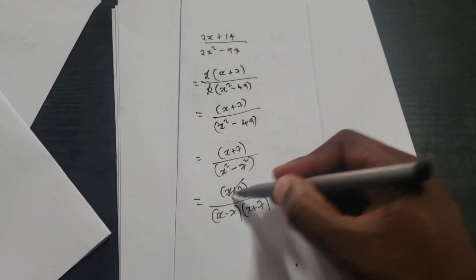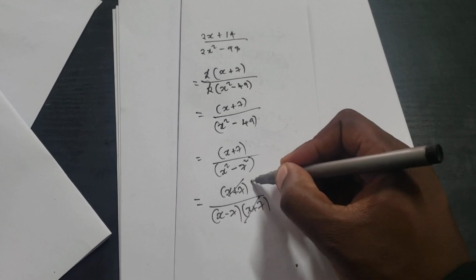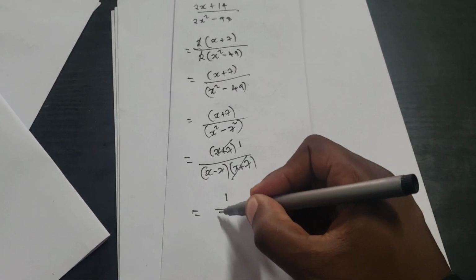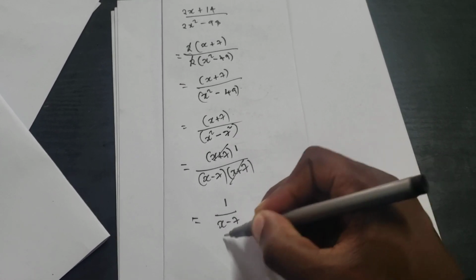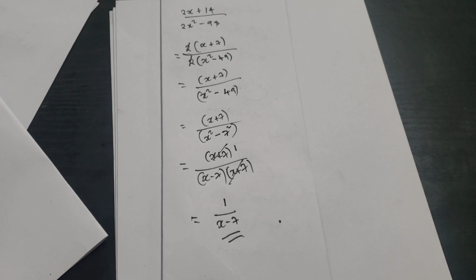So that this and that will cancel out. How many x plus 7 are there? 1. X plus 7, we have 1. So our final answer will be 1 over x minus 7. This is our final answer.